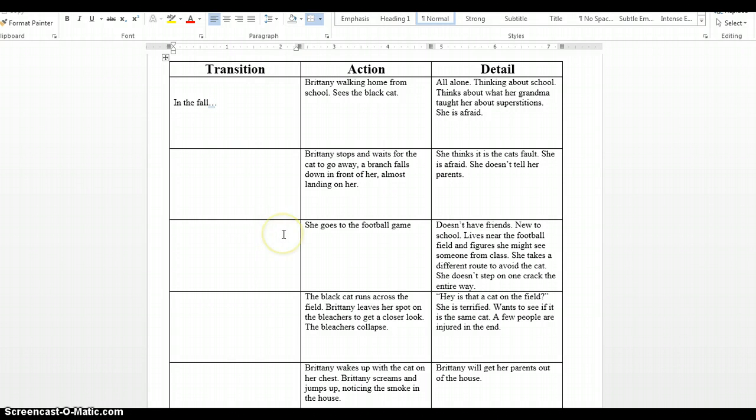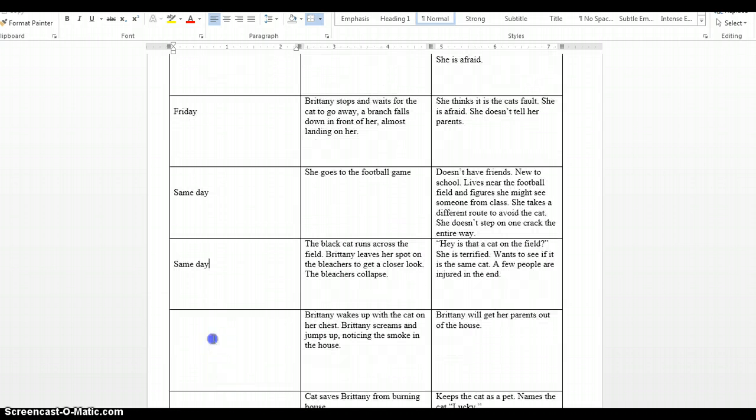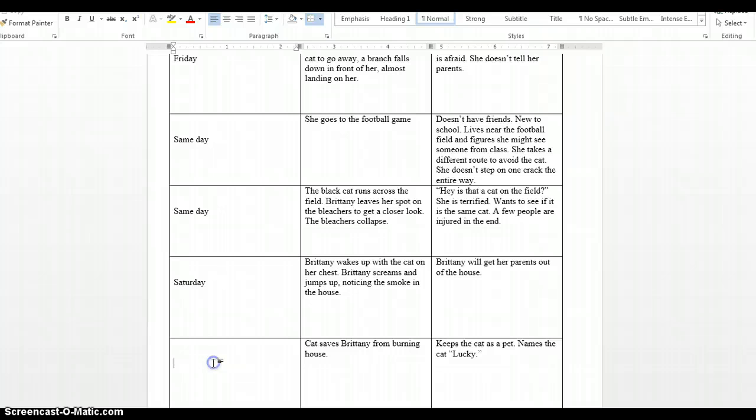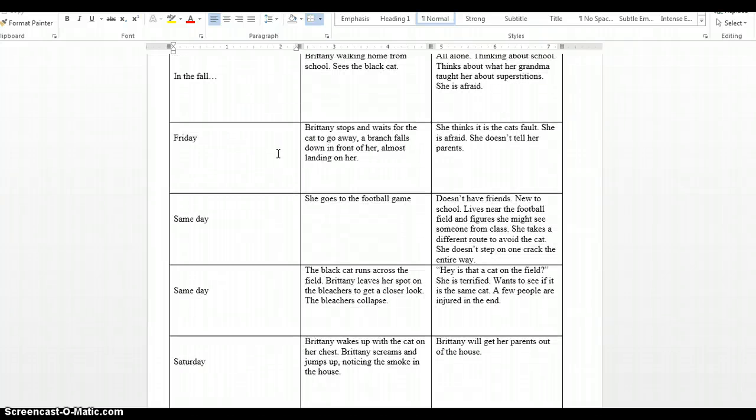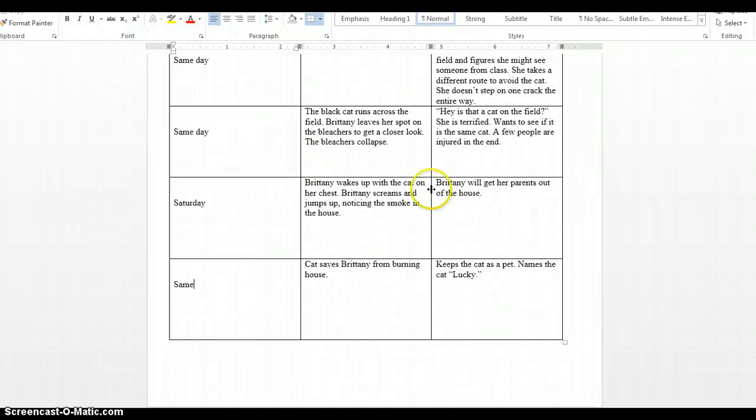I'm going to say it's a Friday because I want her to go to the football game, and this one is the same day. Again, same day, not a lot of time passes. Maybe I'll have this be Saturday, and then this is the same. So for transitions, you're just looking at how much time has passed within your story.